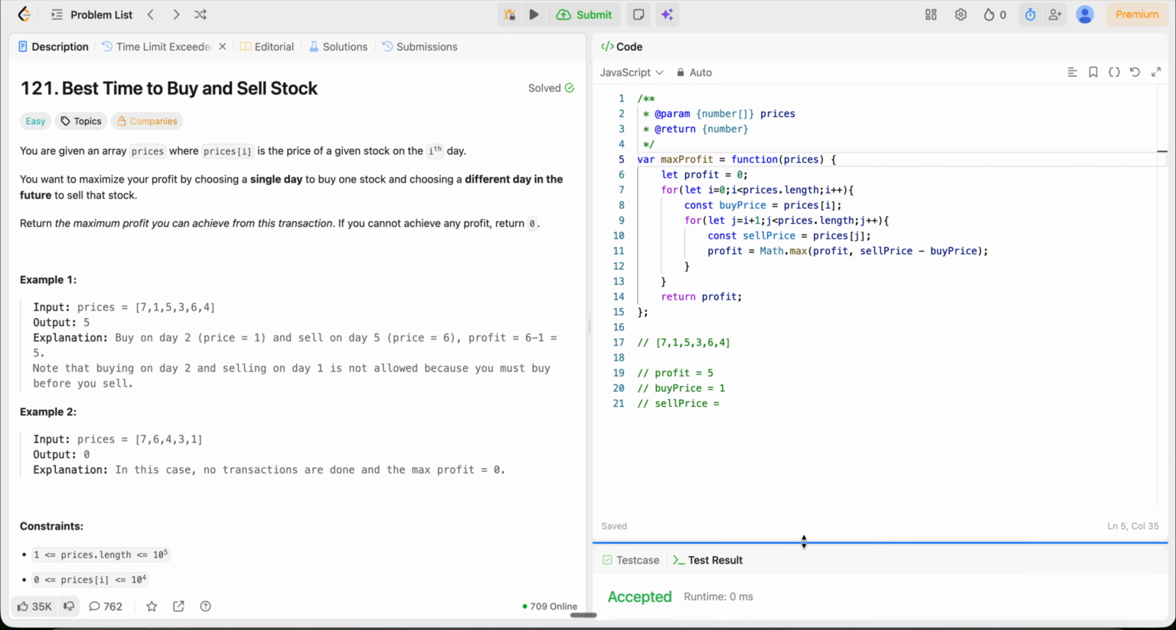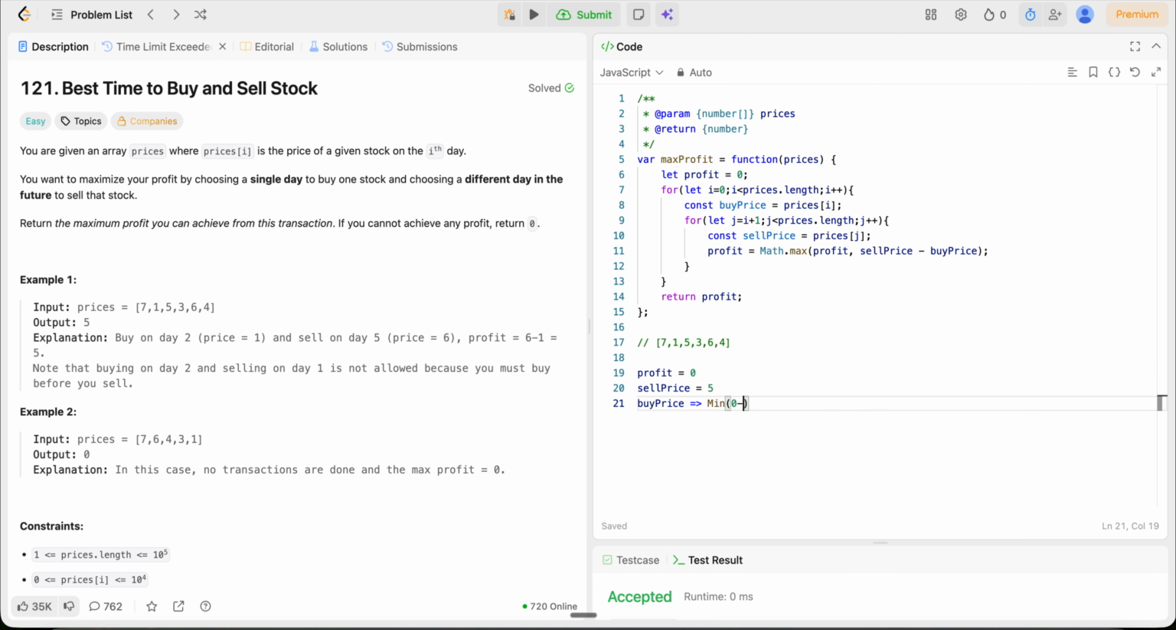Now let's discuss a better solution. Instead of me fixing the buy price, can I fix the sell price? I can fix the sell price. Let's say sell price is 1. Now my buy price will be the minimum value from 0 to 0 for this particular case, right? 0 to 0, that is nothing but 7, and then 1 minus 7 is minus 6, so we don't update our value. Now I will consider 5 as my selling price.